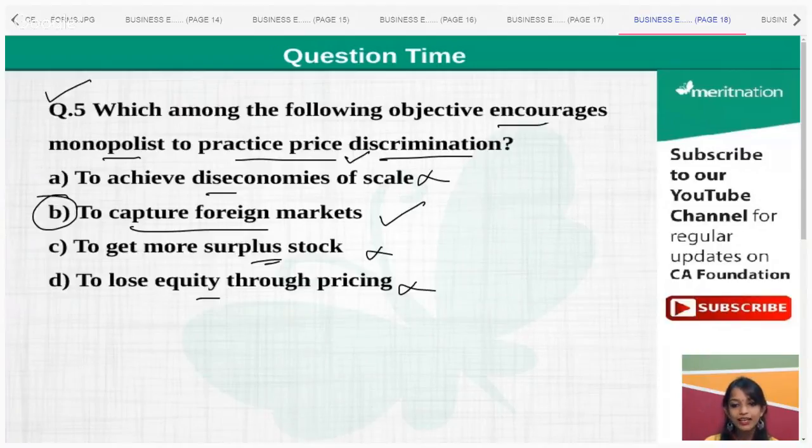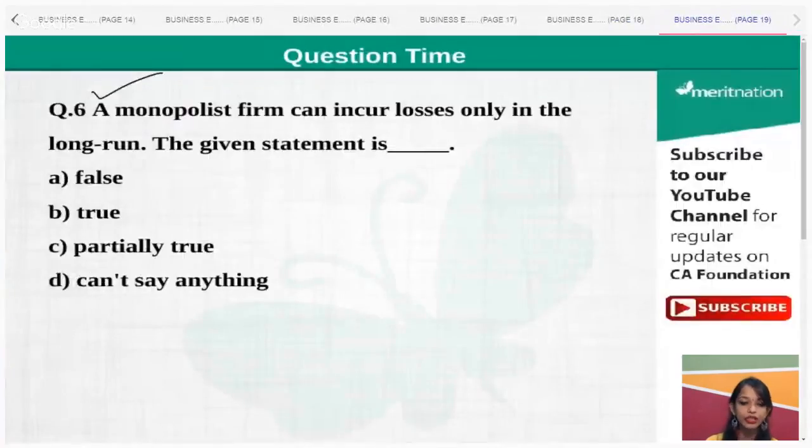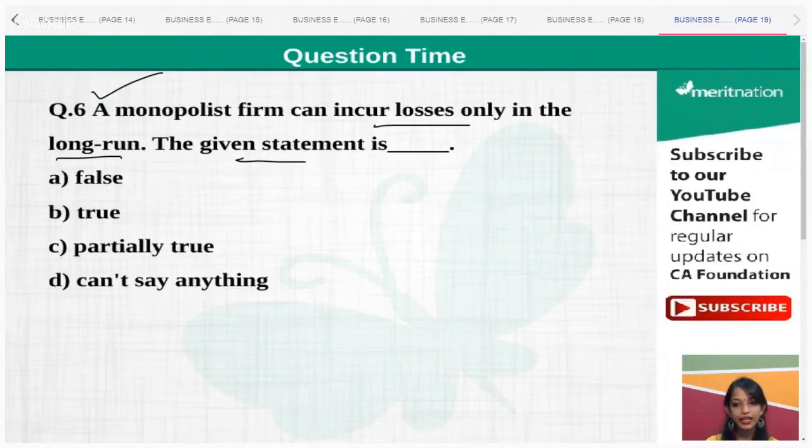Awesome, guys. Okay, with this, let's come to the last question for the day. A monopolist firm can incur losses only in the long run. The given statement is false, true, partially true, or can't say anything. Again, this should be very simple. What is the correct answer, guys? Is this true or false?